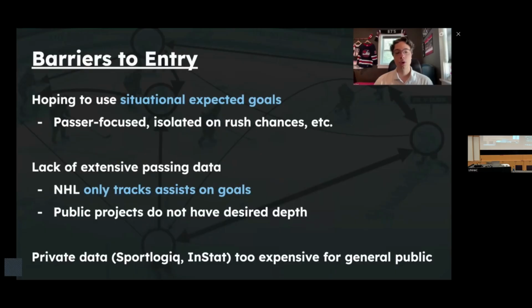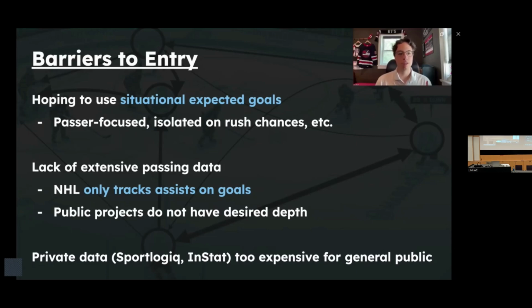Now, there's obviously a few problems with this. For example, if we wanted to look at a player's ability to create off the rush, we would take zone entries and the expected points and goals coming off of those entries, or flipping it for playmaking ability, we could look at expected primary assists. So a lot of situational expected goals.